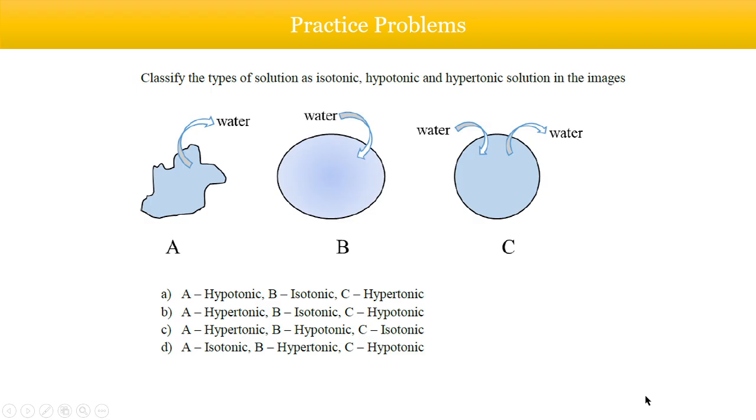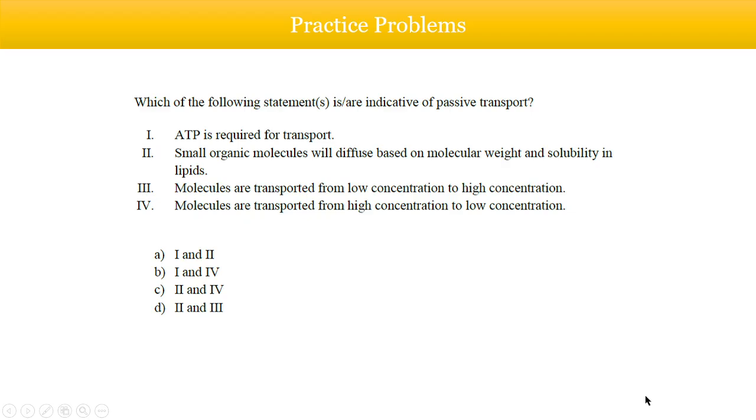There is no net movement: water comes in, water goes out. And the third one is hypertonic. It is a solution with higher solute concentration than the cell cytoplasm. So water moves out of the cell, causing it to shrink. So that is option A. So A is hypertonic, B is hypotonic, and C is isotonic. So option C is the correct one.